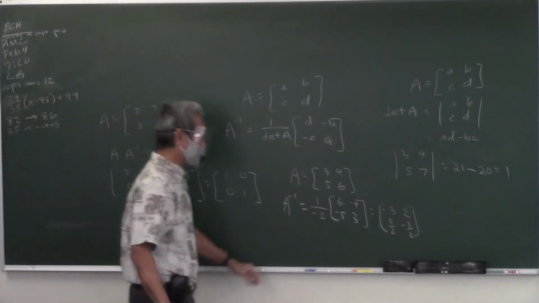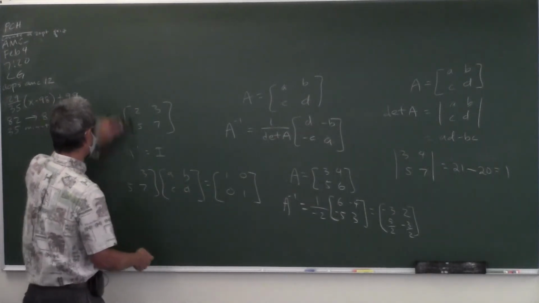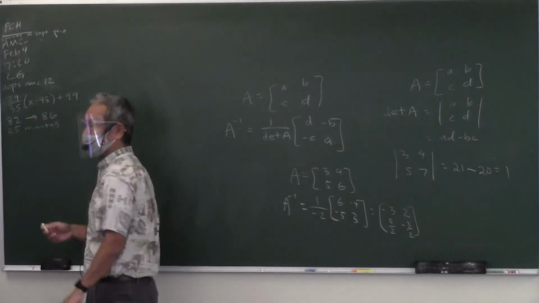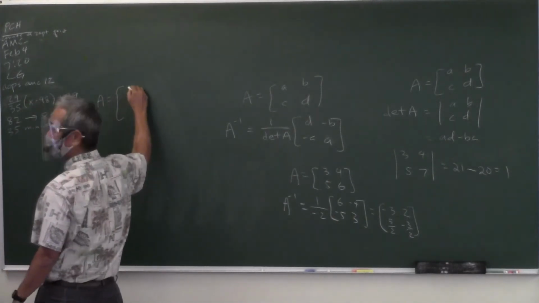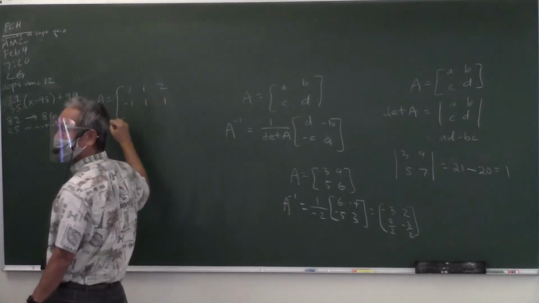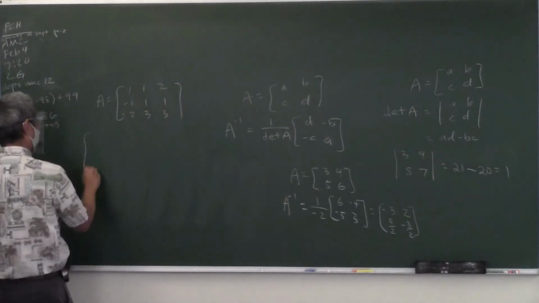So here, let me set up number 3 for you, because some of you just basically do the same thing here. I'm not going to do it for you. You're going to have to do the algebra. So here's matrix A. What does it say? 1, 1, 2, -1, 1, 1, -2, 3, 3. Find the inverse. So, how do you find the inverse?